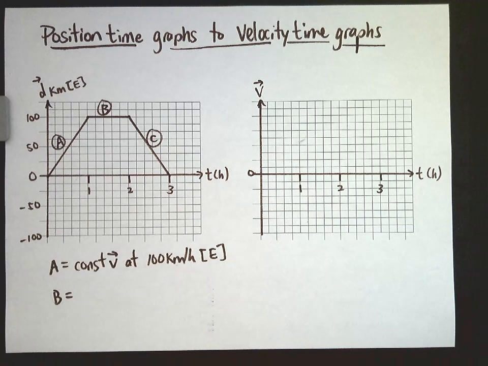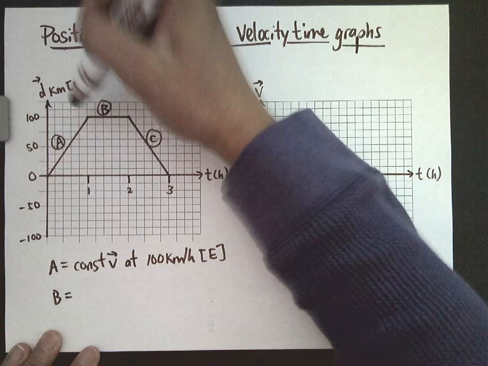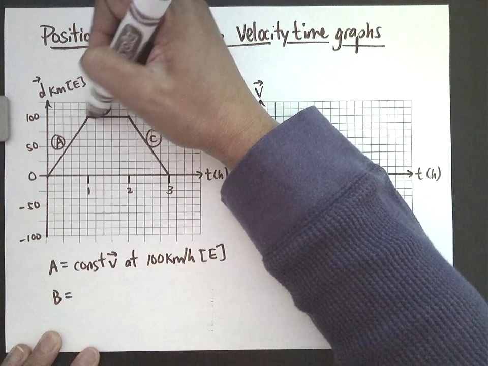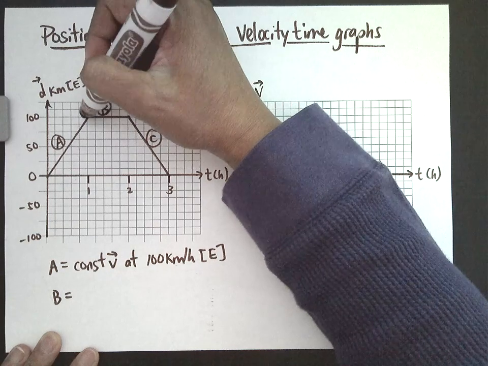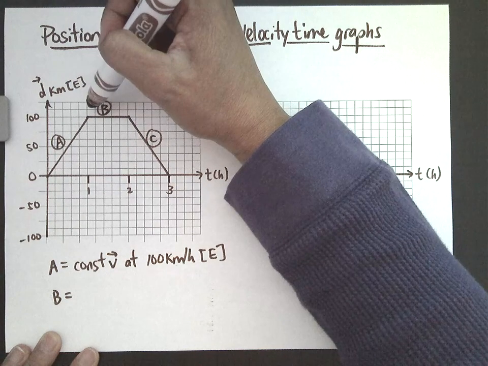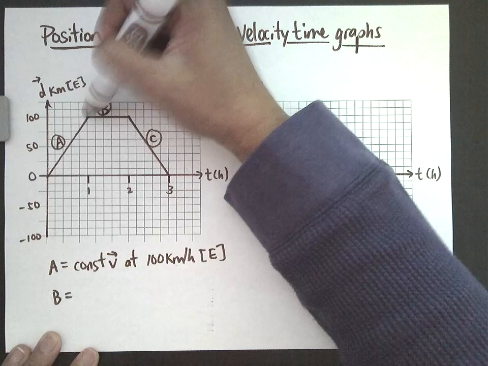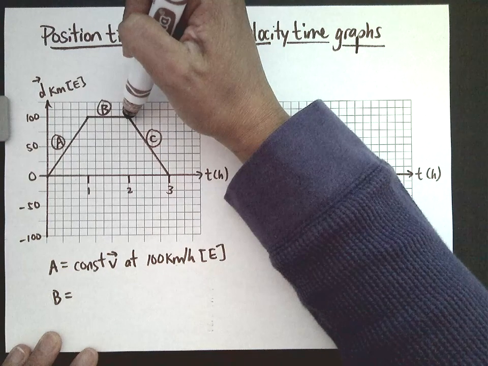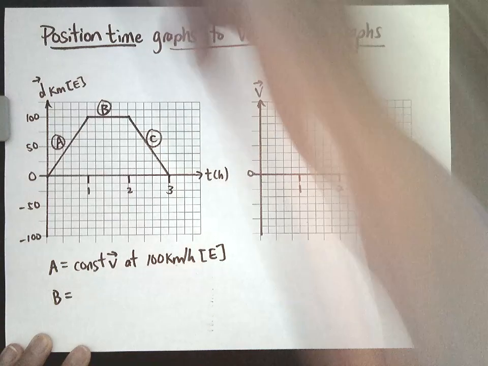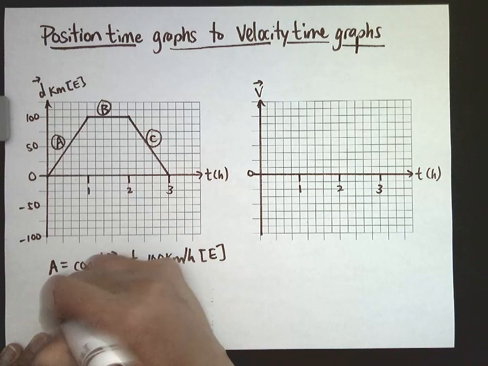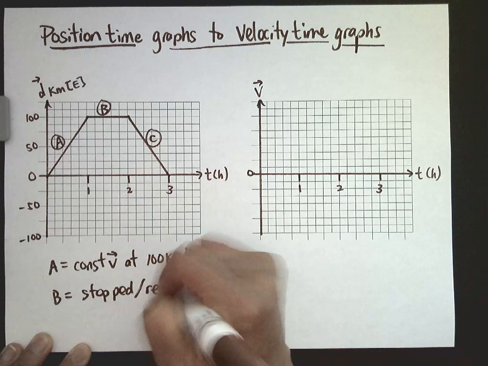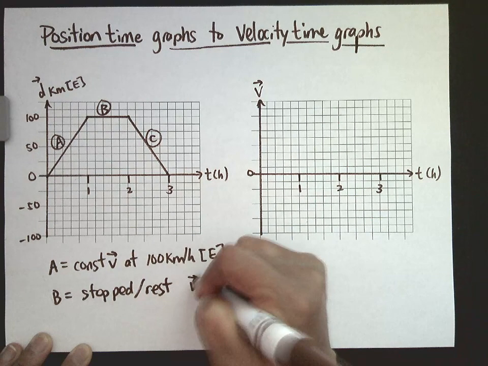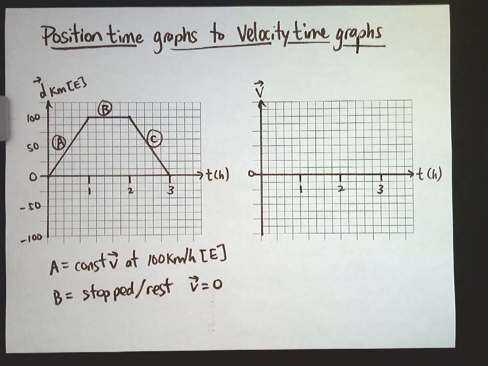And so this object, or let's say the car, is traveling at 100 kilometers per hour east. Let's figure out what is going on in section B. So after the first hour, it stays at 100 till the second hour. So therefore, it's not moving because its position is still 100 kilometers east at the first hour, and at the second hour, it still remains in the same location at 100 kilometers east. So in this case, the car is either stopped, or you can call it at rest, or the velocity is equal to 0 because the speed is 0, right? And it's going nowhere.